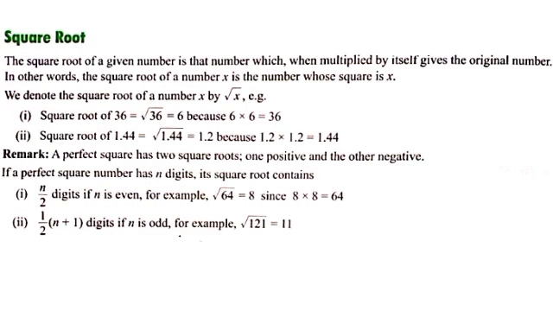For example, square root 121 is equal to 11. Here n is equal to 3. So 1 by 2, 3 plus 1 is equal to 4 by 2, which is equal to 2.